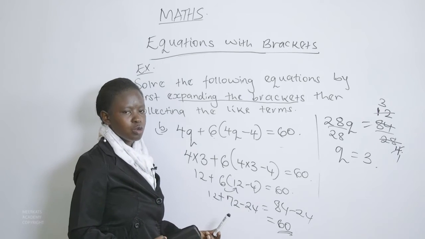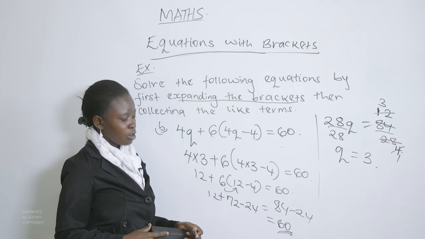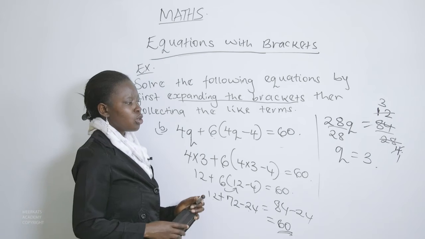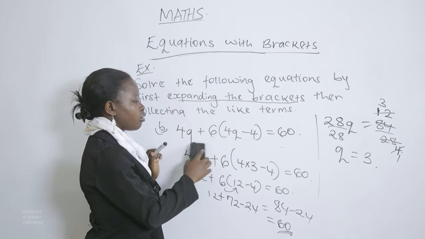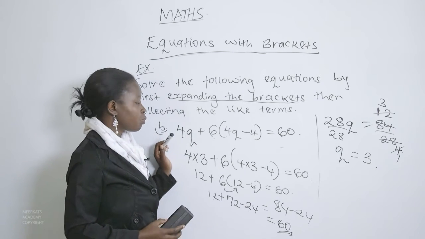After the verification process, we discovered that the value of q should be 3 for the left hand side to be equal to 60.